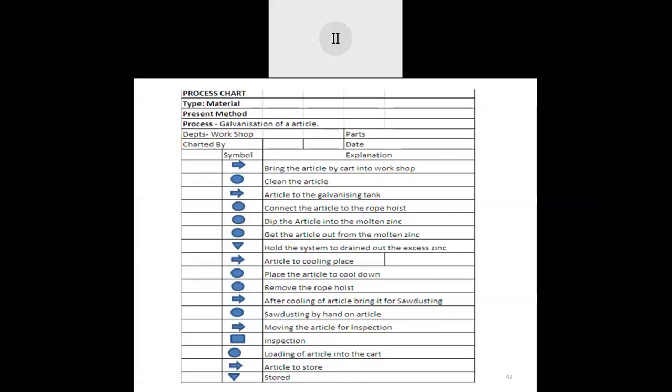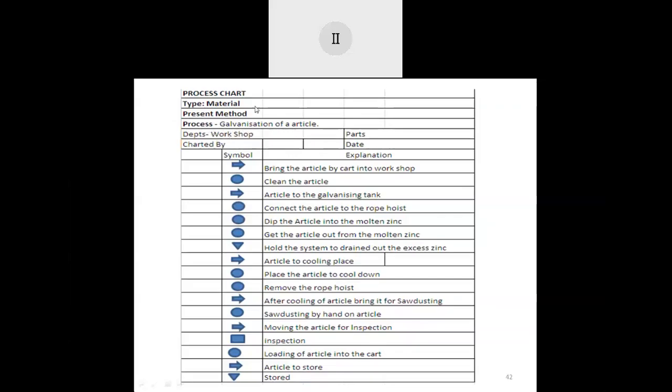So here is an example of how we can make a process chart. In this slide, if you can see, it is a process chart, material type. Suppose this is a process of galvanization of an article. This is under workshop. The department is written workshop.